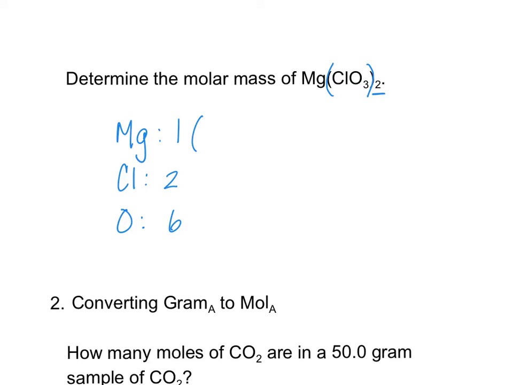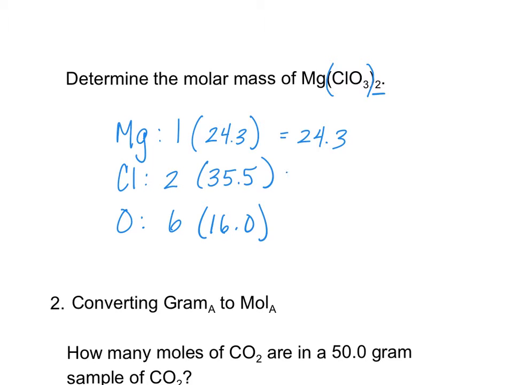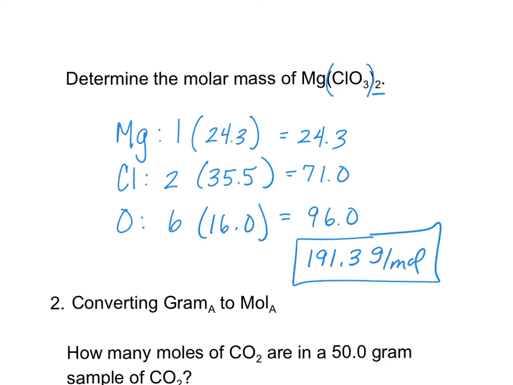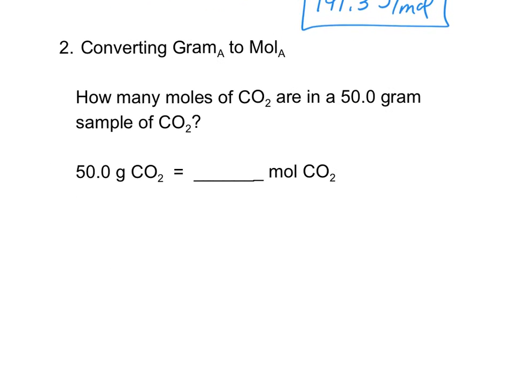So for magnesium, we look up magnesium, it's 24.3. Chlorine is 35.5. And oxygen, if you look it up on your periodic table, is 16. So we're going to add the following numbers together. And we end up with our total molar mass of 191.3 grams per mole. Okay, so that's molar mass. That's kind of the basis or the beginning point for all of these problems, is you're going to need to use molar mass for most of these types of problems.